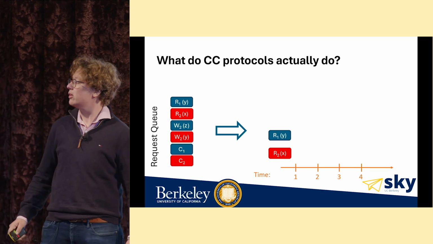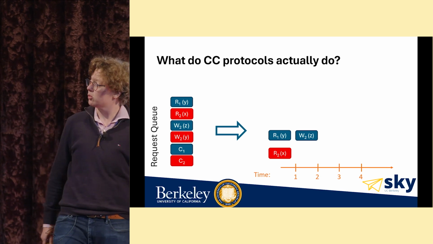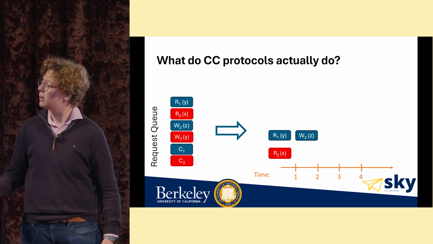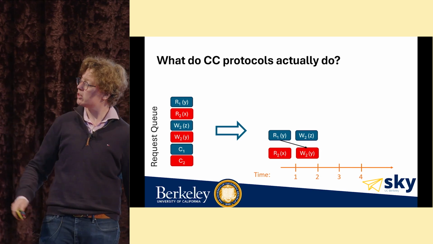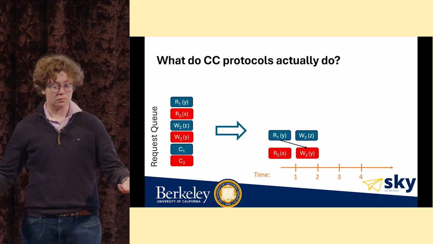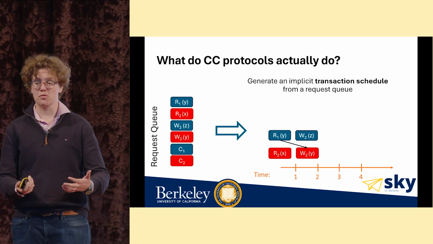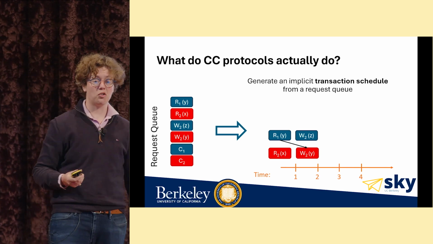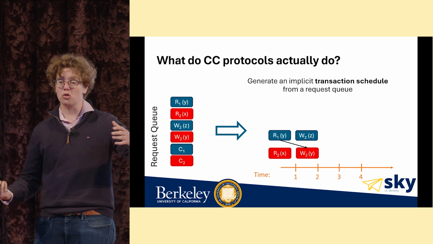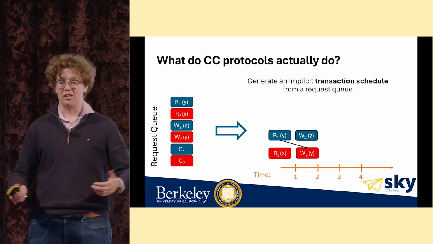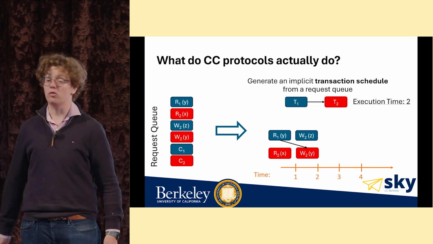So here, operations are accessing Y and X, they don't conflict. The next operation follows, is also from the blue transaction, so you just execute it in the next time step. And then the red operation here does conflict with the blue operation, but the blue operation has finished. So you can just run it in time 2. And it's taken you 2 time units to do it. So effectively, a concurrency control protocol takes transactions in a request queue and forms an implicit transaction schedule. So once it's finished executing, you have a partial order of transactions that reflects the order in which it will look in the serial schedule. And it took 2 time units to do it.